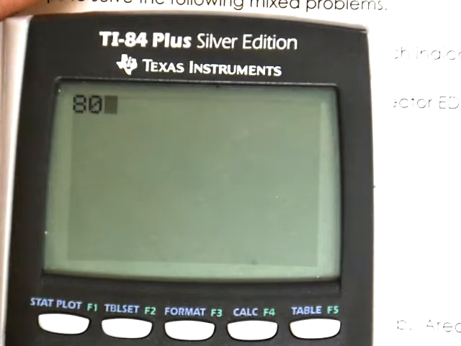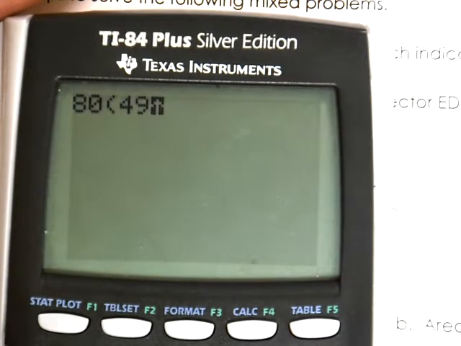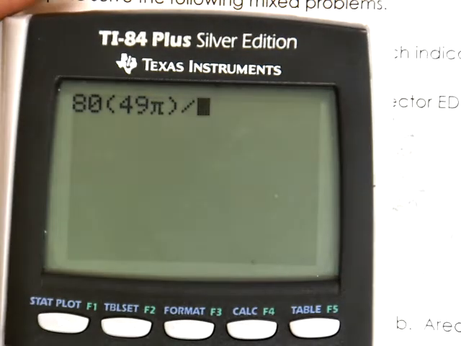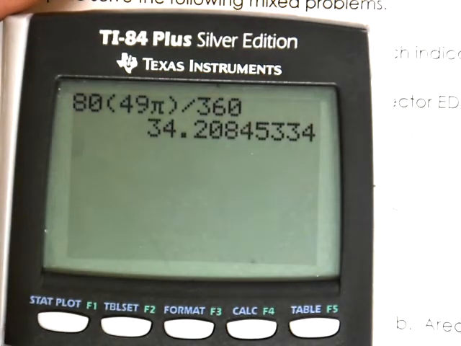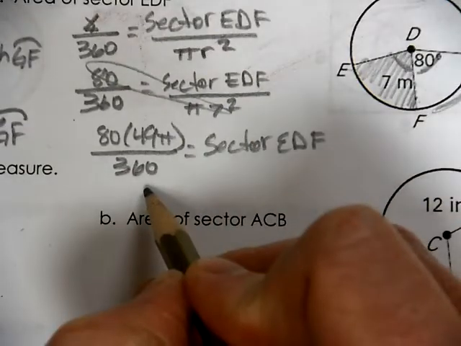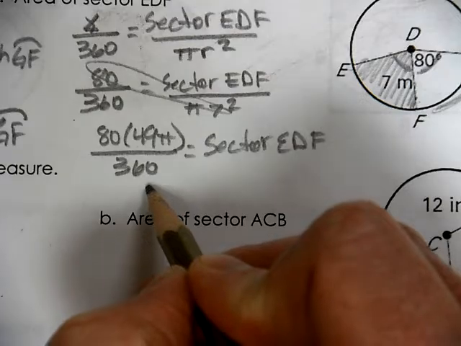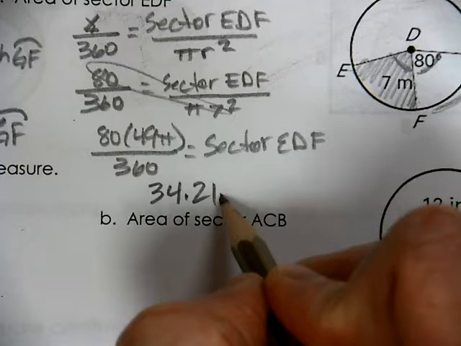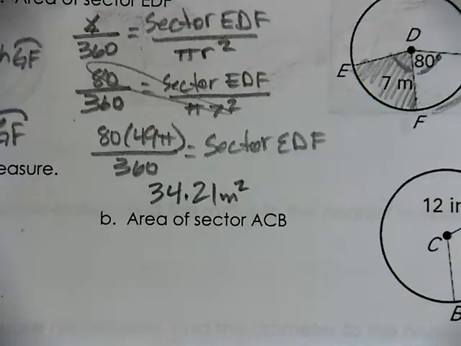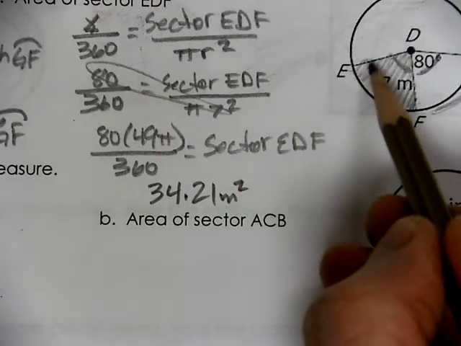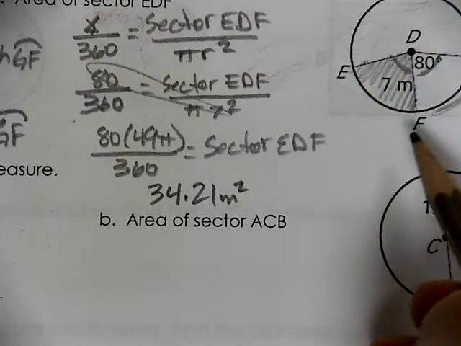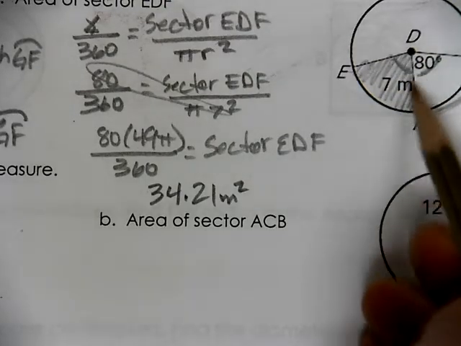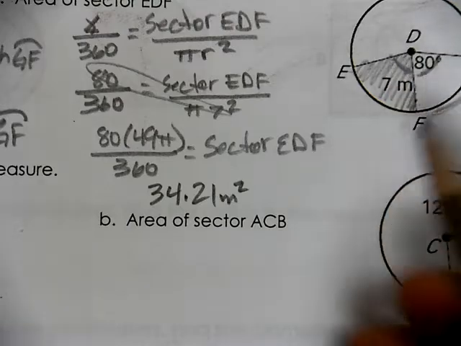So we're going to take 80 times 7 squared, which is 49, times pi, and we can divide that by 360. So the area is going to be 34.21, and those are meters squared because we always do area in squares. That would be the number of squares in here. It's amazing it's so many, but when the radius is 7 and it's an 80-degree angle.